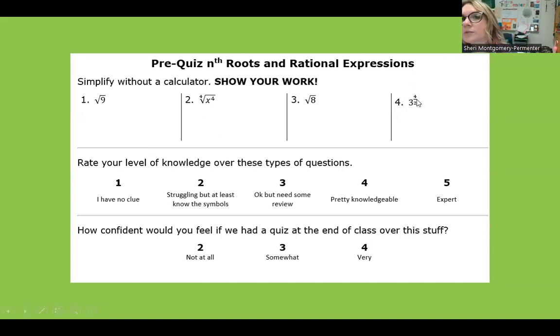What about this one? Could I reduce this exponent? What's 4 divided by 2? 2. So what's 3 squared? 9. Hopefully we could do all of these now, and we feel, hopefully for those of you that moved from the not at all comfortable, moved up to somewhat, and those of you that were somewhat moved to the very, that you could at least do these problems.